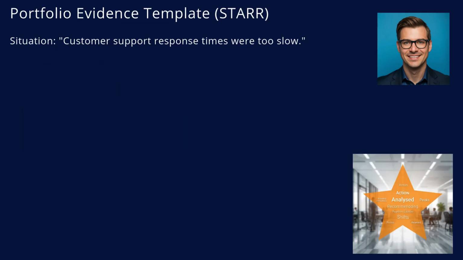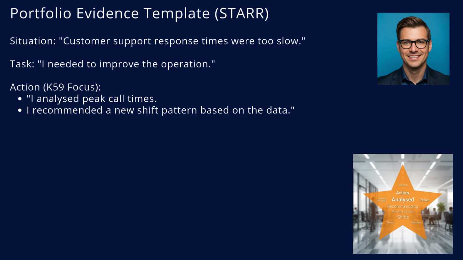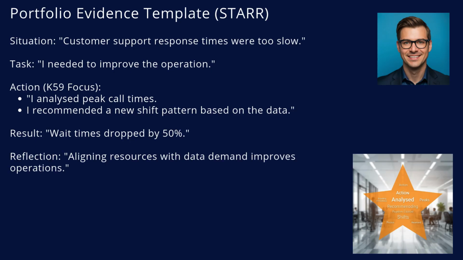Use this STAR structure. Situation, customer support response times were too slow. Task, I needed to improve the operation. Action, I analyzed peak call times. I recommended a new shift pattern that matched the data demand. Result, wait times dropped by 50%. Reflection, I learned that aligning resources with data-driven demand is the key to operational improvement.